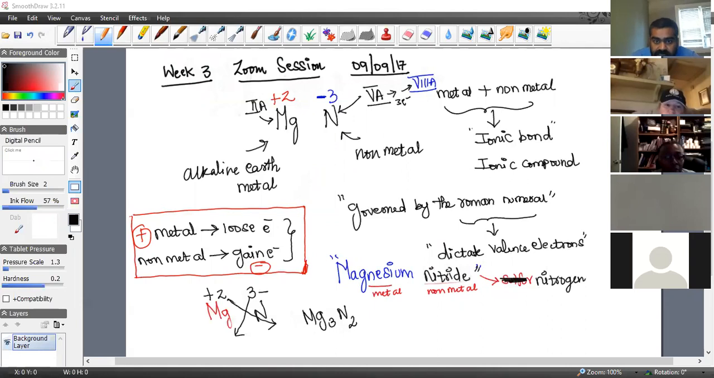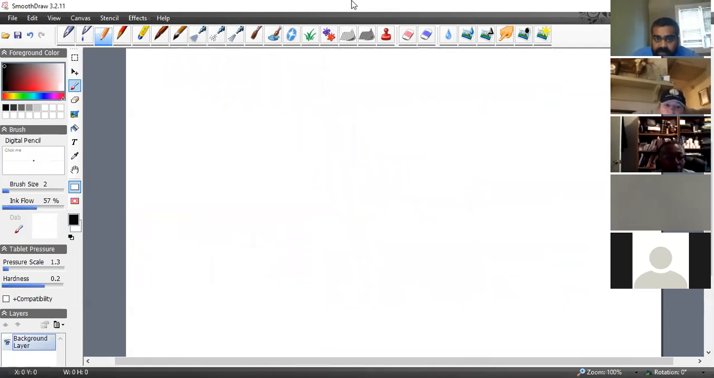Okay, let's redo this one more time with a different example. Let me give you all a couple of examples, see what you can come up with. Let me give you strontium sulfide. Take a few seconds and try to come up with a name for this.